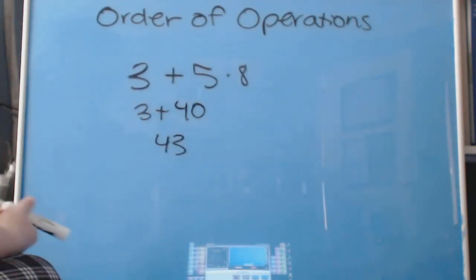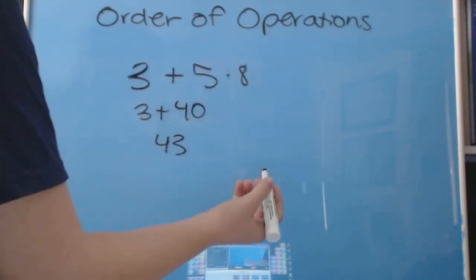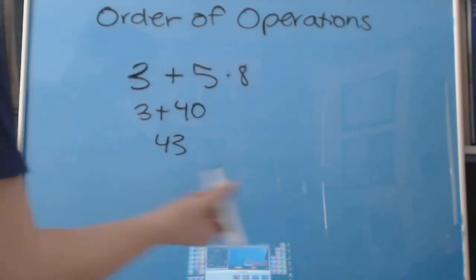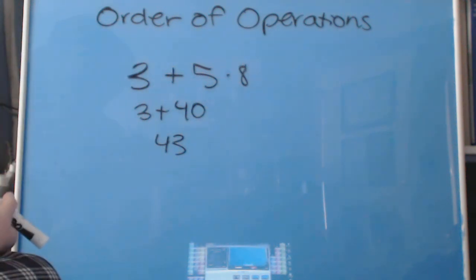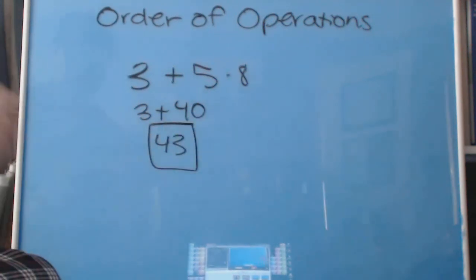If you had done it the other way around, you would have ended up with 8 times 8, which is 64. So you would have ended up with a completely different answer if you had done it that way. So that becomes our answer.